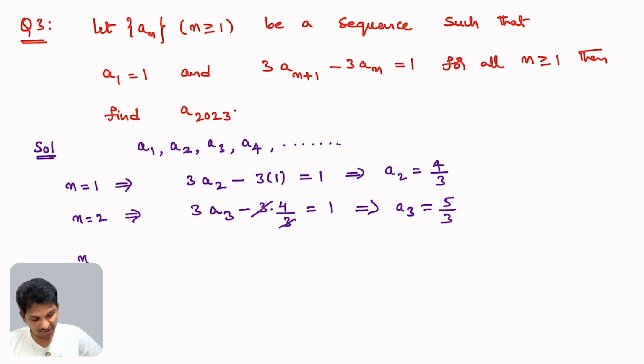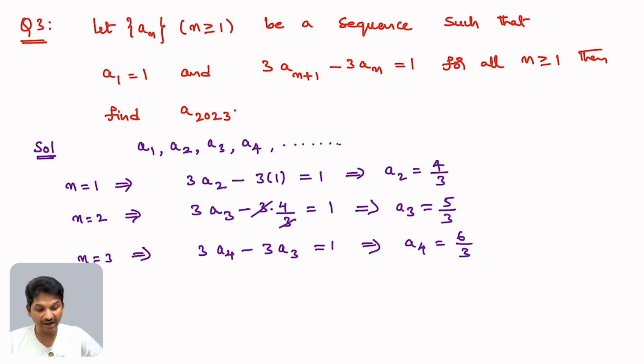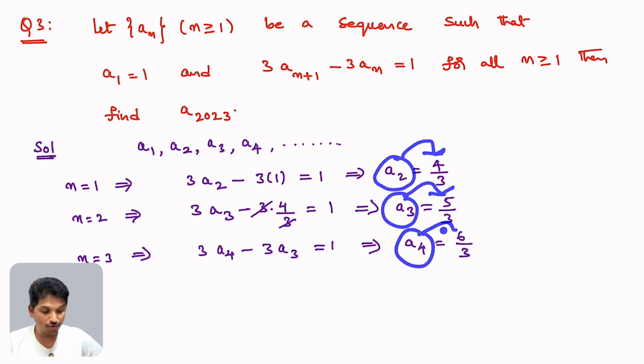I'll put n equal to 3 just to observe some pattern, right? What you will get? 3 times a4 minus 3 times a3 equals 1. What is a3? a3 is 5 by 3. In place of a3, you write 5 by 3. This 3 will get cancelled. a4 is what? a4 is 6 by 3, right? So you can understand the pattern here. a2 means 2 plus 2 by 3. a3 is 3 plus 2 by 3. a4 is 4 plus 2 by 3.